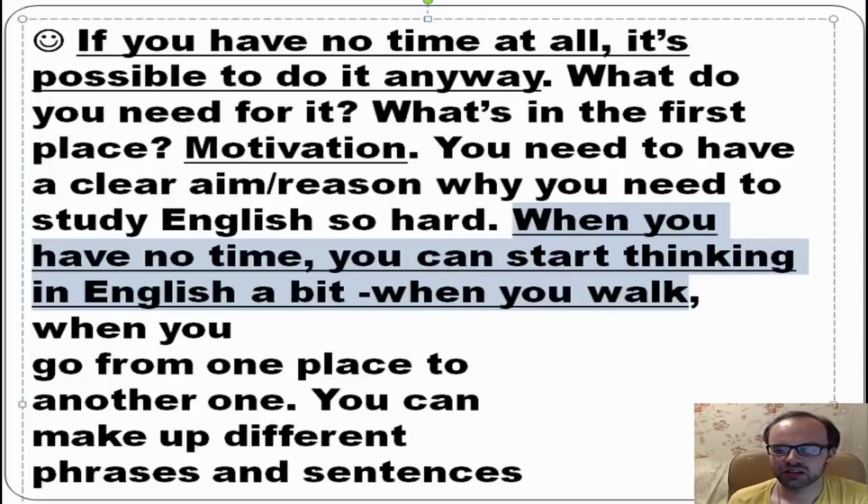And also, when you go somewhere, to some place, you can translate all your ideas from your first language or from your mother tongue into English. And you can do it little by little, just some words, phrases, then more difficult words, more difficult phrases, and then it will be very natural for you, and you'll see good progress.